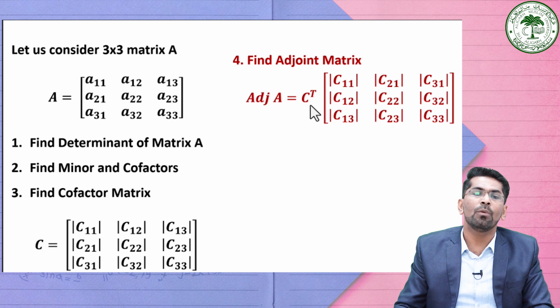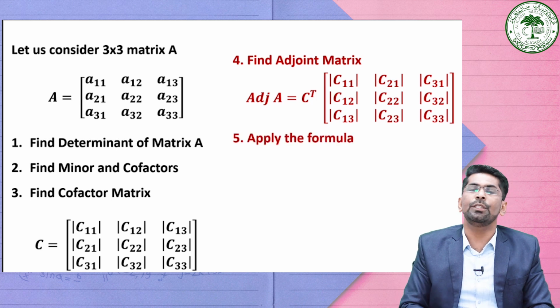That means if you go for finding the transpose of a cofactor matrix, here we are going to write the first row of the cofactor matrix, that is C11, C12, C13, column-wise. So it will become column number 1. The second row we are going to write as the second column. The third row of the cofactor matrix we are going to write as the third column of the adjoint matrix. So in this way we can find the adjoint of a given matrix.